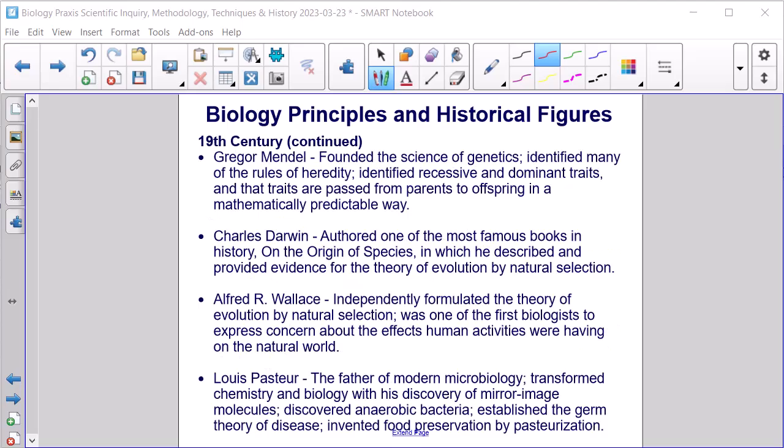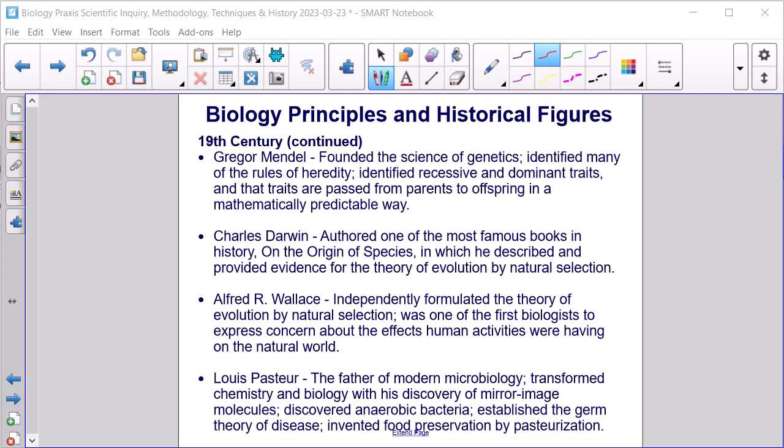Continuing in the 19th century, Gregor Mendel founded the science of genetics, identified many of the rules of heredity, identified recessive and dominant traits, and that traits are passed from parents to offspring in a mathematically predictable way. Charles Darwin authored one of the most famous books in history, On the Origin of Species, in which he described and provided evidence for the theory of evolution by natural selection.